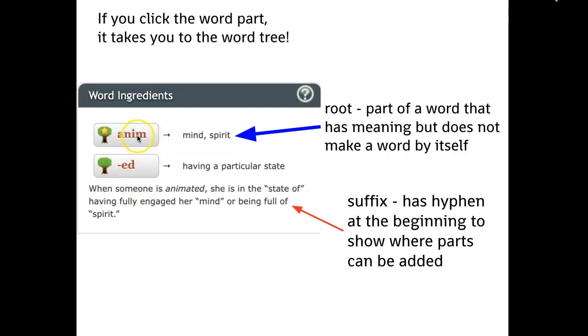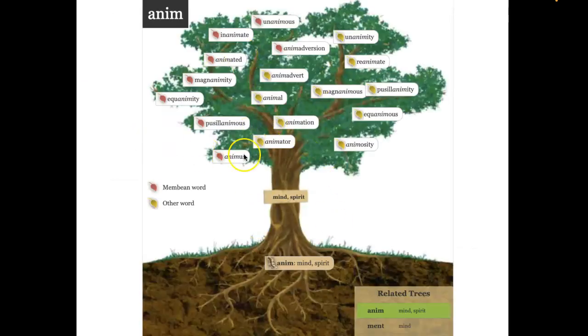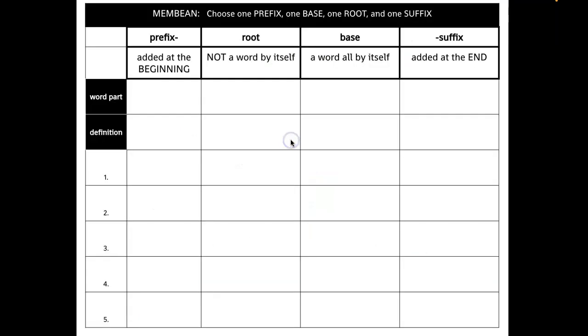If you click the word part tree, it's going to take you to a word tree. From here, you're going to find words, and I would suggest that you try to find words that are new to you, but are still words that you think you might use in some context. You might be able to click on them and look at the definitions and see. You'll see that if they're with a red leaf, they are somewhere in our Membean word list, and if they are not, or if they're in yellow, then they're just other words.